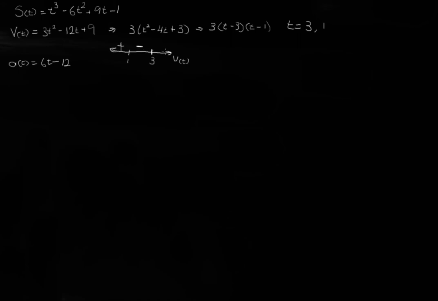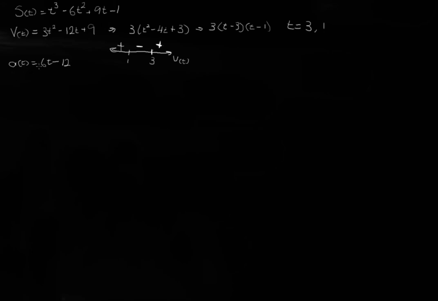Let's pick 4 this time. So 4 times 4 is 16. 16 times 3 is 48. Minus 12 times 4, which is also 48. Plus 9. So we've got 48, take 48, which is 0. Plus 9 is a positive number. So over here, it's positive. So that's our sign diagram for our velocity function.